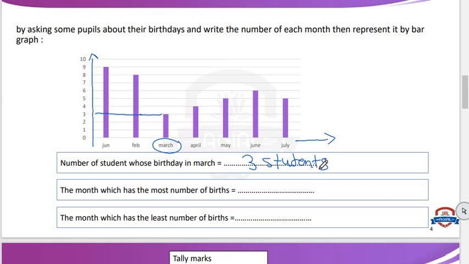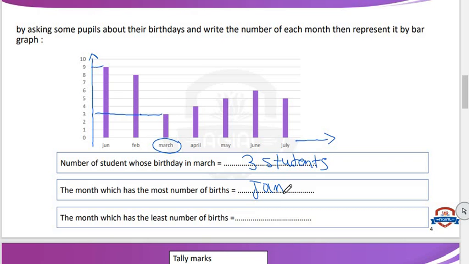Okay, number 2, the month which has the most number of birthdays. Which month in here has the most number of birthdays? The most means we choose the greatest one. July? No. May? No. Super, January. January equals 9. It's the greatest one, the most number of birthdays. So we write January.